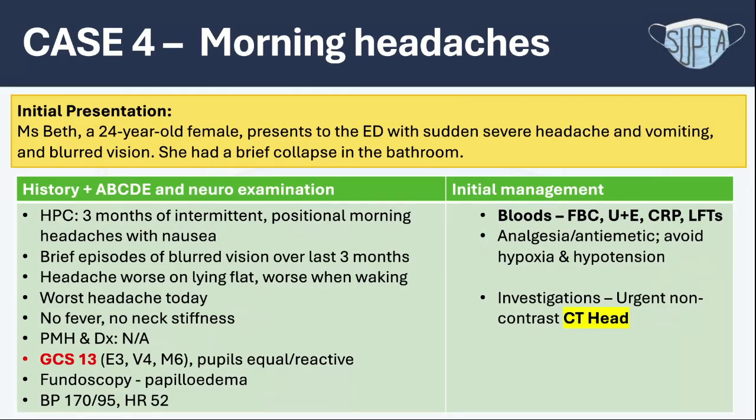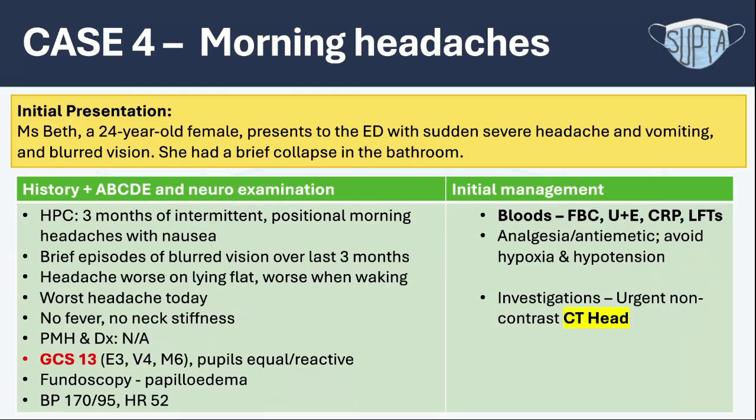What makes this case interesting is that although today sounds acute, the history actually suggests this has been building for some time. She has had 3 months of intermittent positional early morning headaches with nausea, along with brief episodes of blurred vision over the same period. So the headaches are worse when lying flat and worse when she wakes up. And today she's had the worst headache so far.